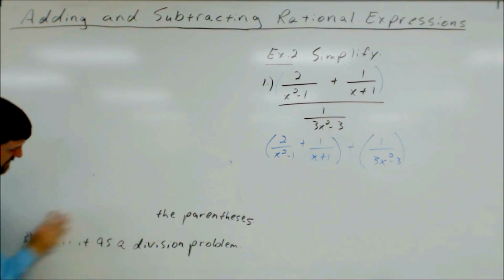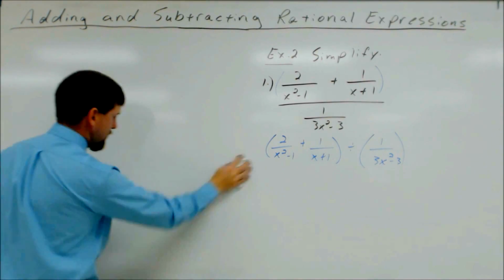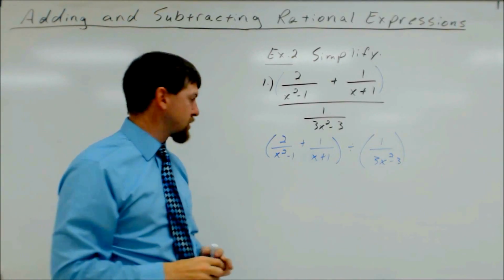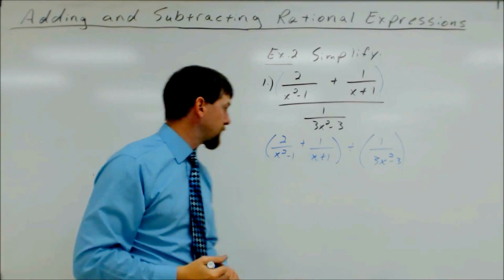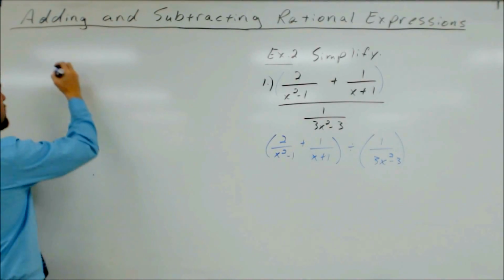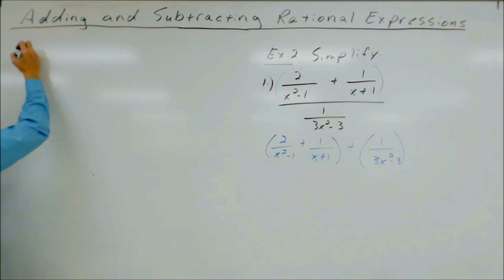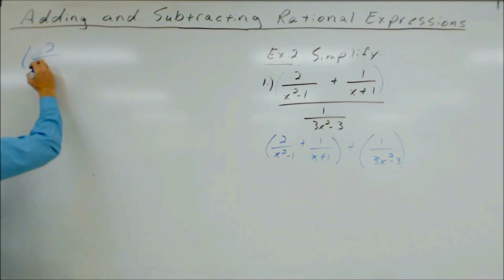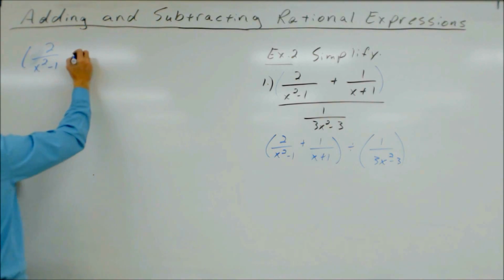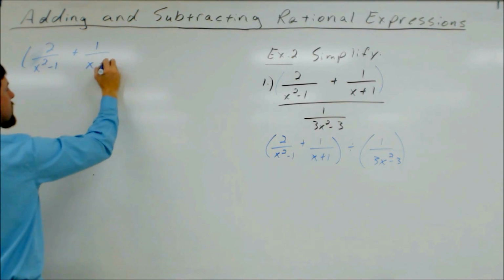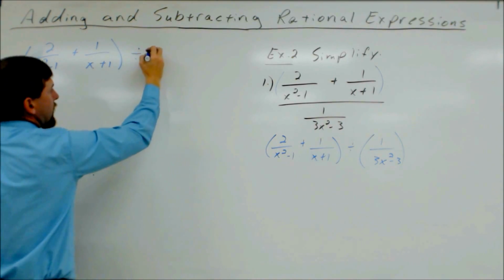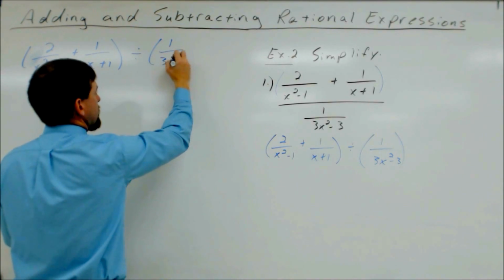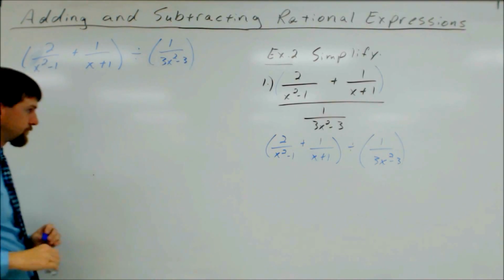We're going to take that left side. We're going to add these together. So we remember that if I'm adding fractions, I need to get common denominators. So I'm going to start, let's rewrite it up here, 2 over x squared minus 1 plus 1 over x plus 1, all divided by 1 over 3x squared minus 3.